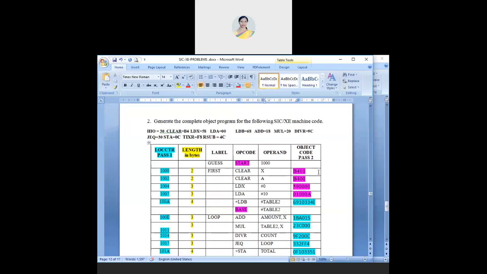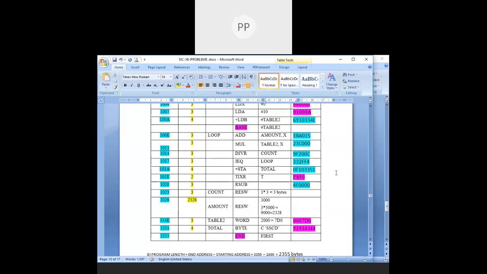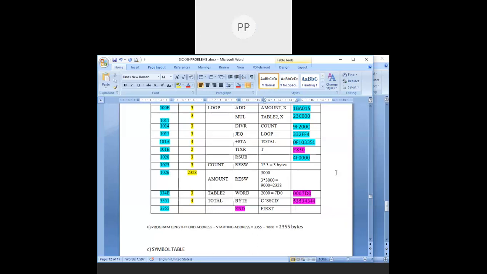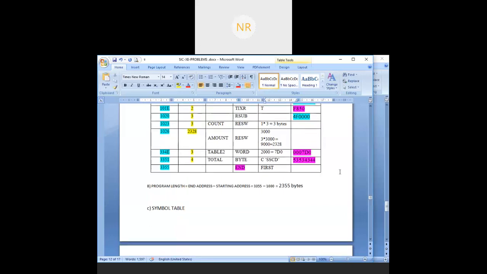Ma'am, in the fourth question, there is no value for base, ma'am. There is no base value. Oh, not required. If it is not there, then do you get base relative? Yes, ma'am. Okay, then you can add. I'll just add it and send.